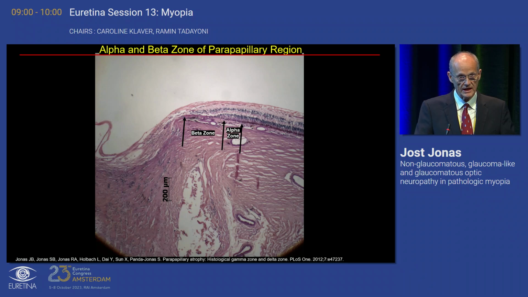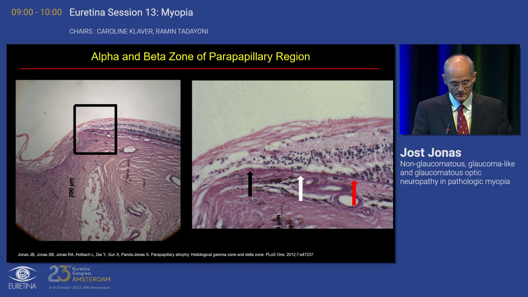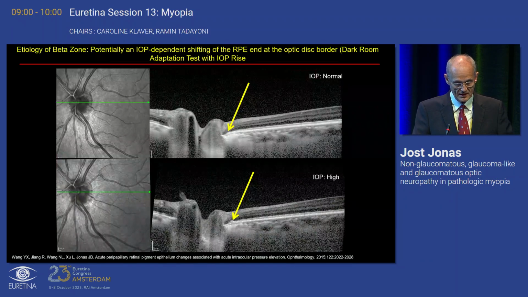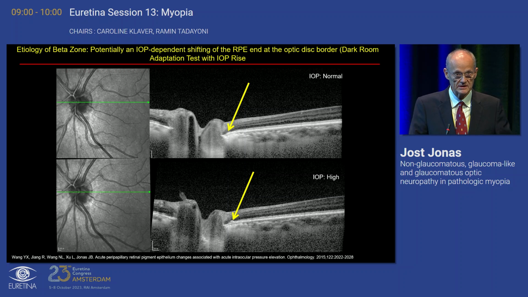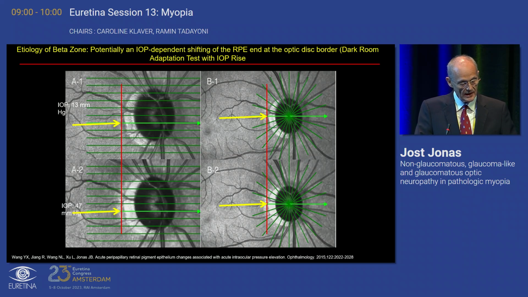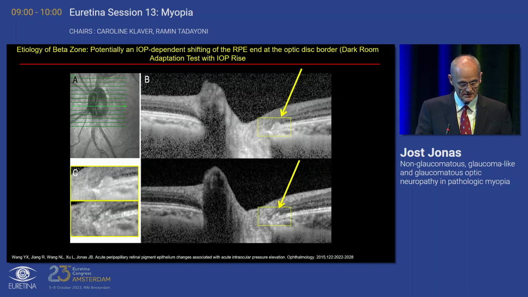First, an alpha and beta zone, as also in non-highly myopic eyes, with alpha zone defined by the presence of Bruch's membrane and presence of irregular RPE, and beta zone shown here with the presence of Bruch's membrane and absence of RPE. And this beta zone in glaucomatous eyes may perhaps be associated with changes in the IOP, with an IOP increase leading to a piling up of the RPE end, in association with a slight enlargement of beta zone during the high IOP phase, and with a regression of the piled up RPE end after normalization of IOP.